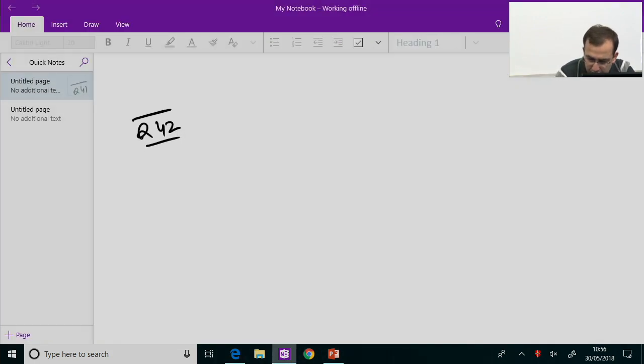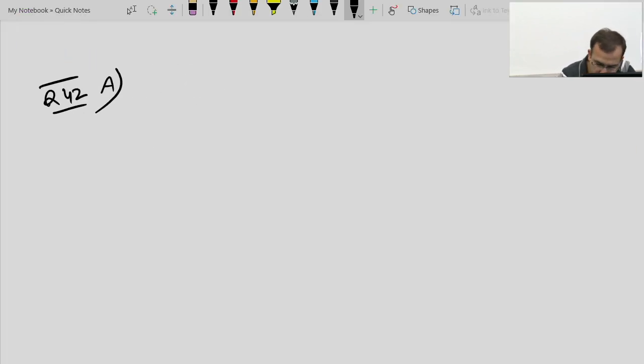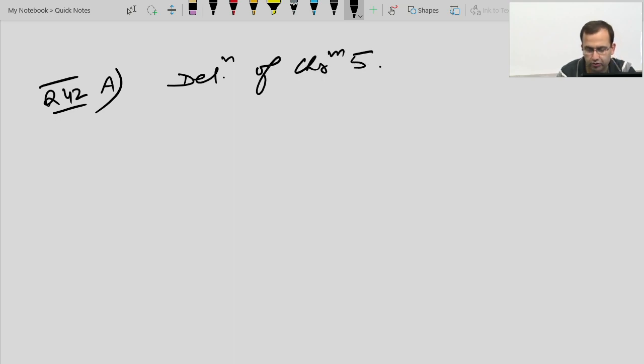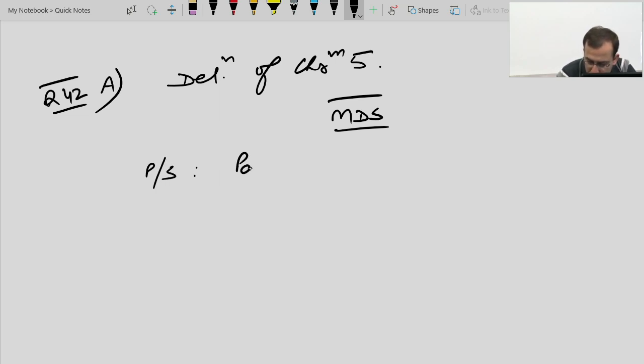MDS, the answer is A. The answer is A, that is deletion of chromosome 5. So this starts us with MDS, myelodysplastic syndrome. First point, the peripheral smear in MDS is associated with pancytopenia.